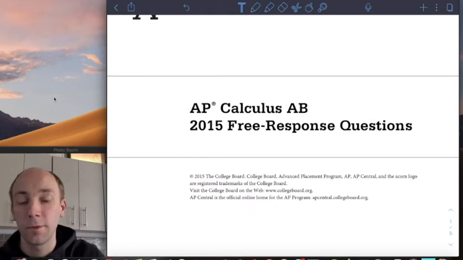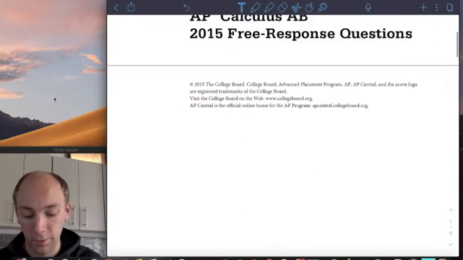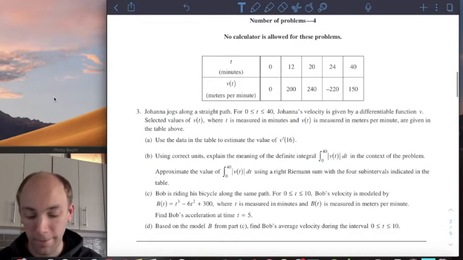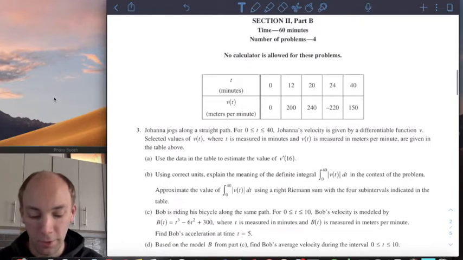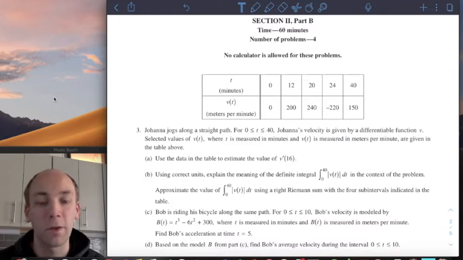Okay, so today we're taking a look at the free response questions from 2015, and we are on number 3. For number 3, no calculator is allowed. We're given some velocity values in a table, and it says Joanna jogs along a straight path for t between 0 and 40. Joanna's velocity is given by differentiable function v.